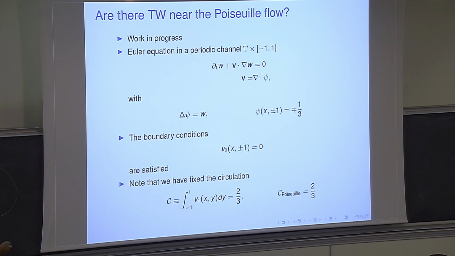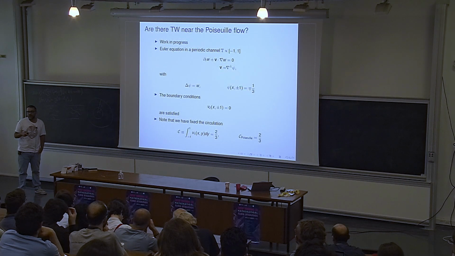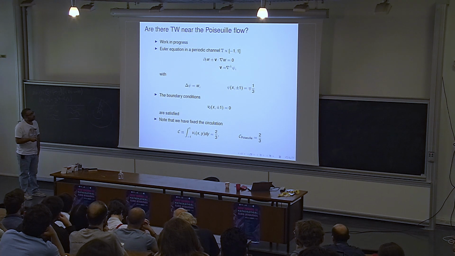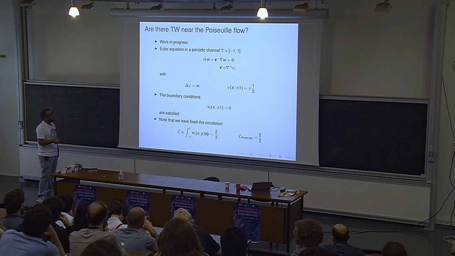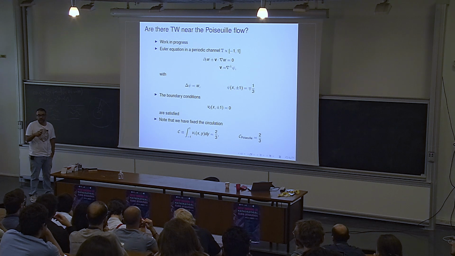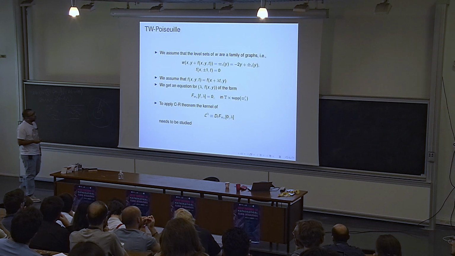Another thing that we have is that the circulation of our velocity, which is constant in time, is going to be the same as the circulation of the Couette flow. So we are going to construct traveling waves with the same circulation as the Poiseuille flow. And actually, with this relation between the velocity and ω, if you take ω equal to minus 2y, which is the vorticity of the Poiseuille flow, what you recover is the velocity of the Poiseuille flow. Okay? This is the setting.